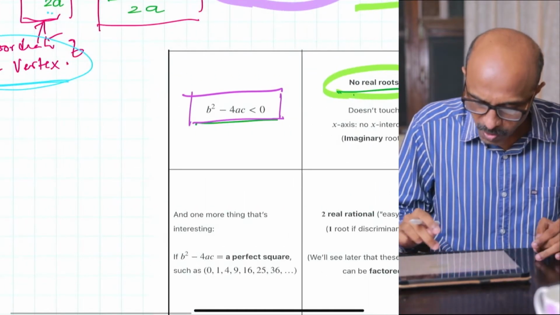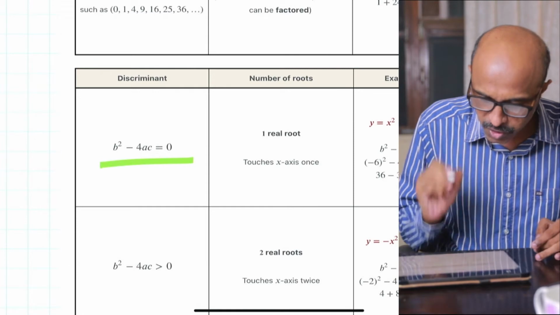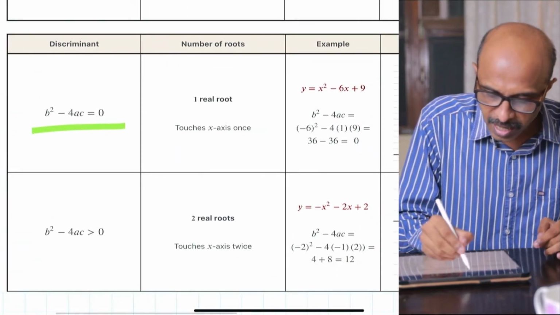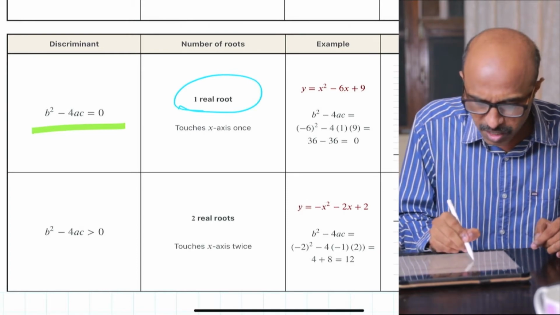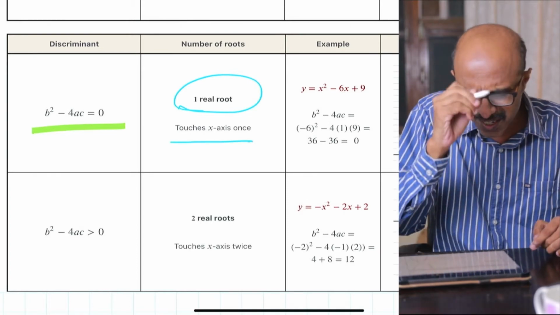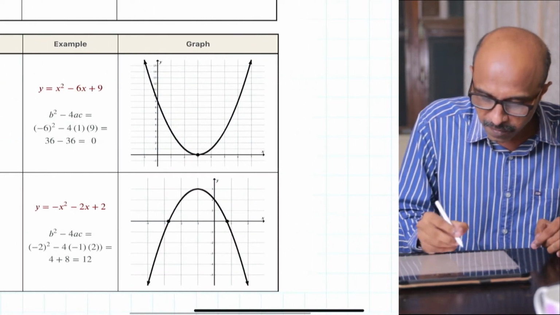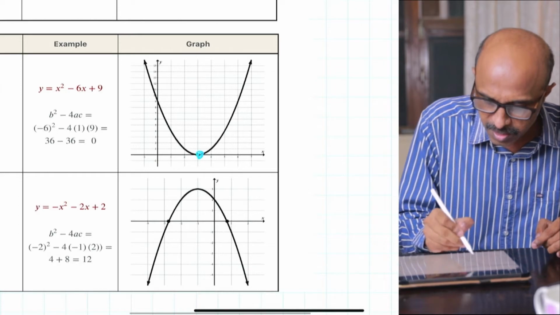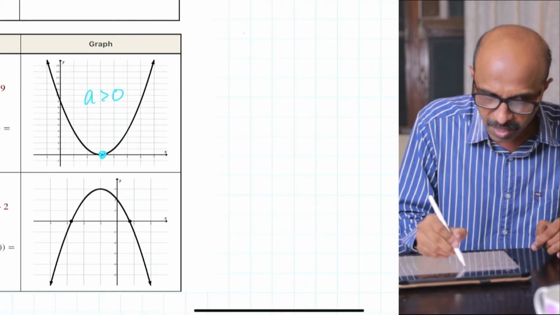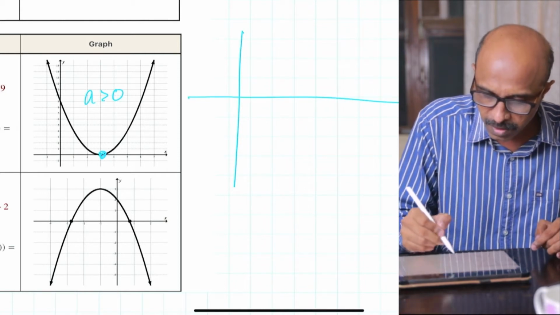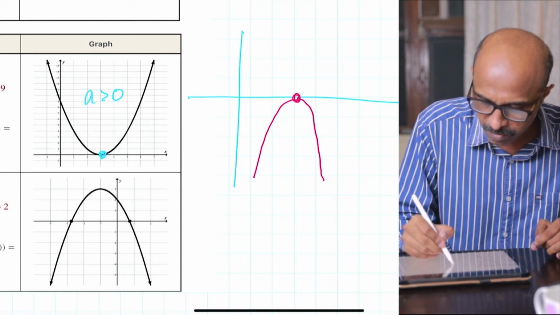Then when the discriminant b squared minus 4ac is equal to 0, our conclusion is that there is only one real root. One real root means the parabola touches the x-axis just once. It's just kissing the x-axis. On the graph it looks something like this. That's our vertex, and this is the case when a is positive. Likewise, when a is negative, it's an inverted graph, and that's our vertex.